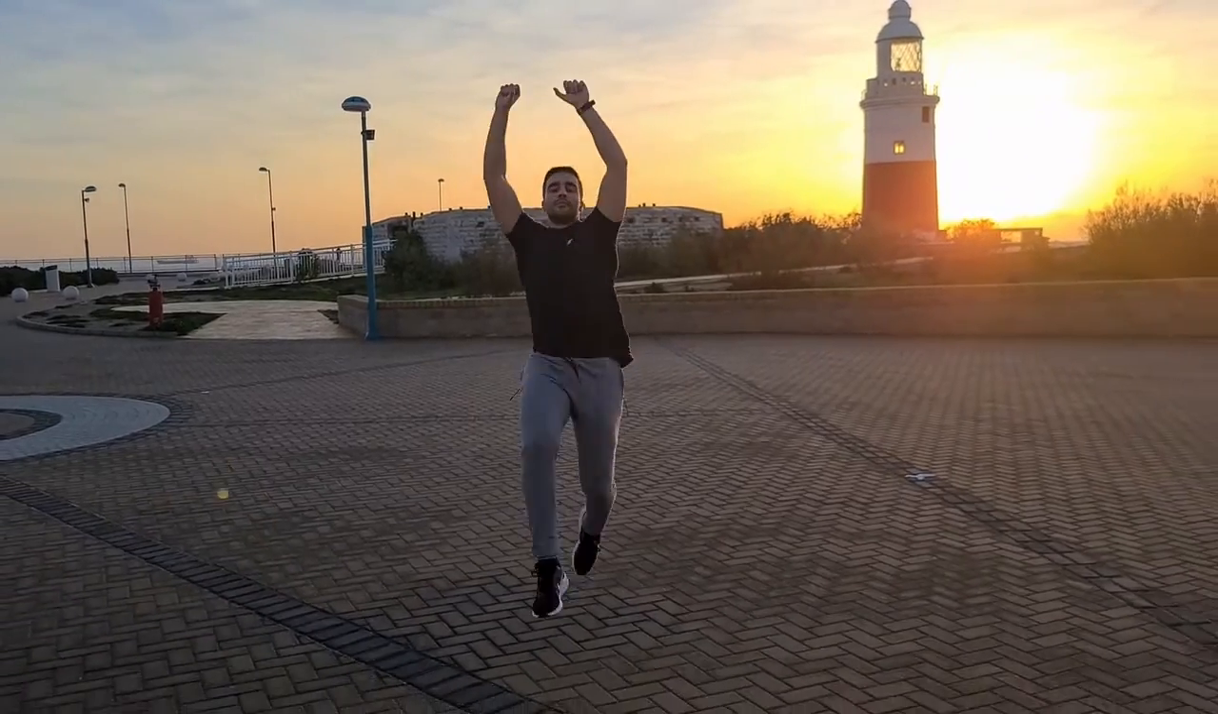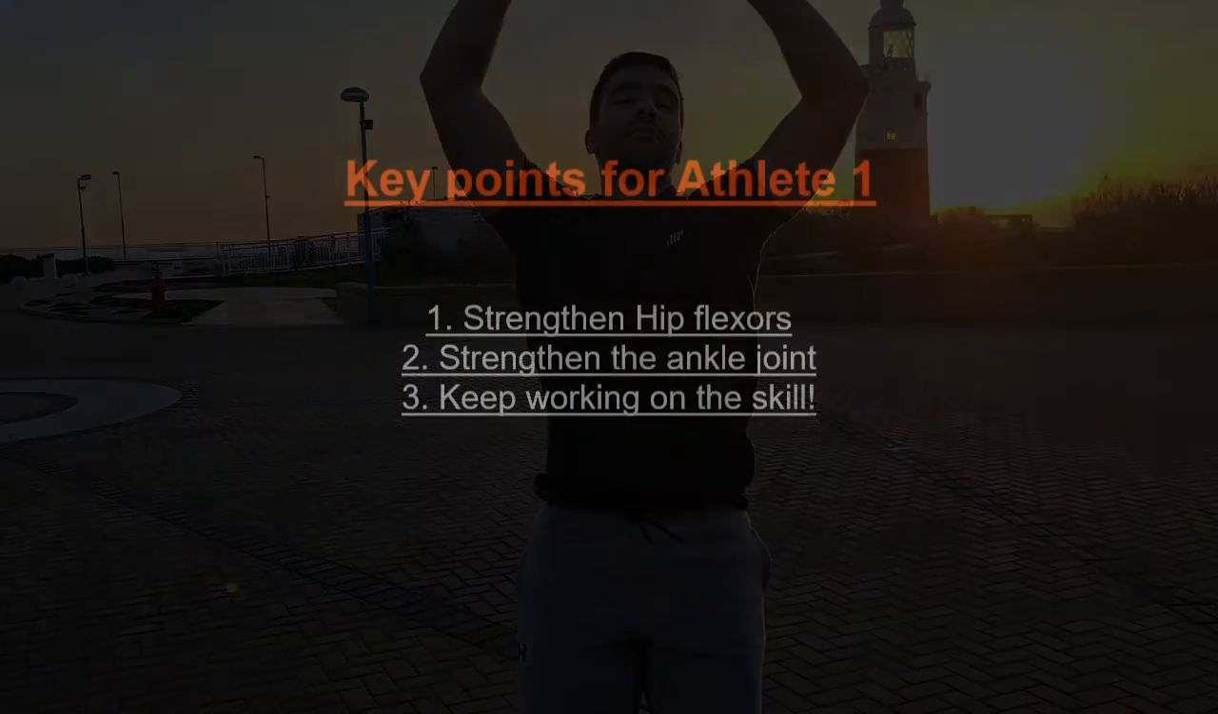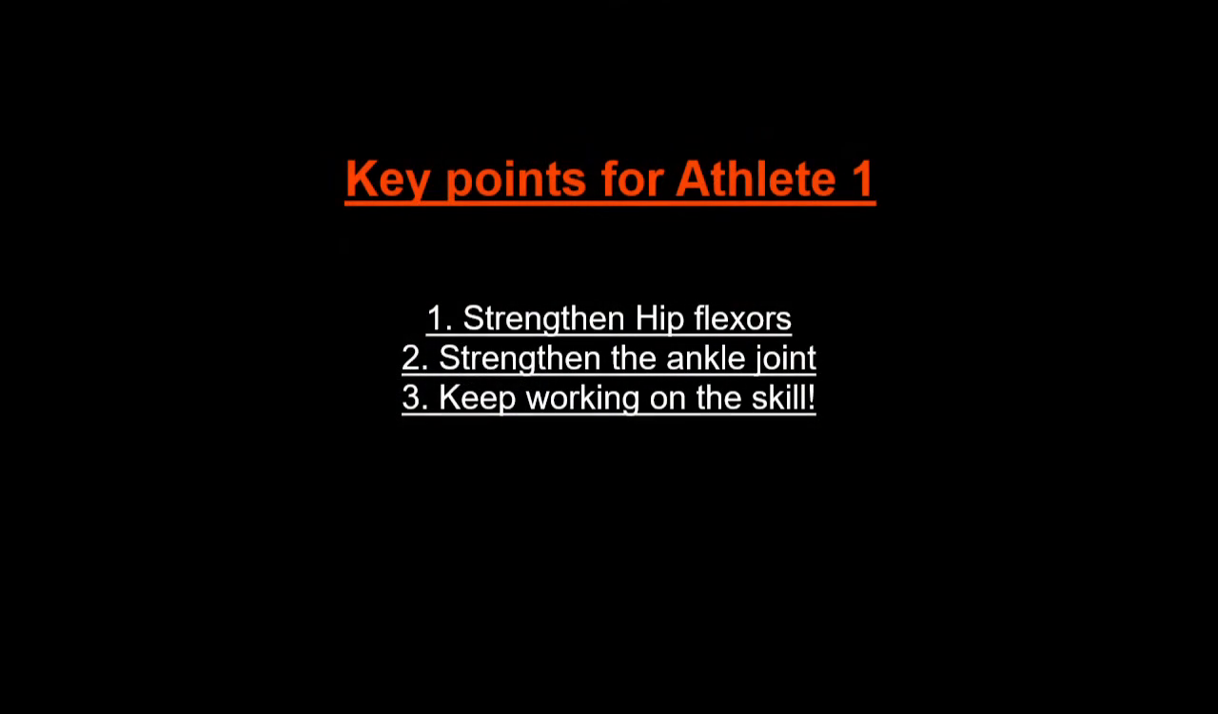To summarize athlete 1, here are some key points which could be focused on to improve the start of his sprint. In my opinion, he should strengthen his hip flexors to create a stronger knee drive. He should also strengthen his ankle joint, especially the anterior aspect. This would allow him to achieve triple flexion much easier. But most importantly, as a third point, I would just encourage him to keep working on the skill as a whole.